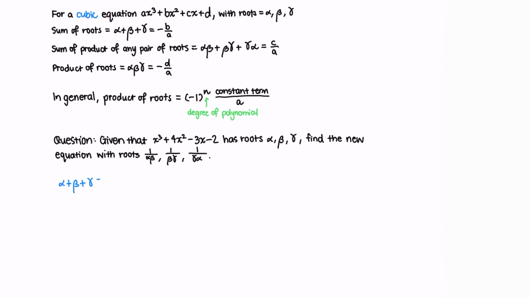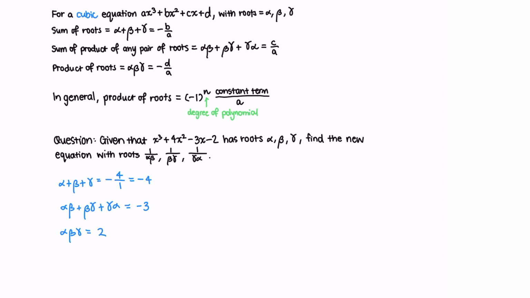Alpha plus beta plus gamma equals negative of b over a. In this case, b is 4 and a is 1, which is just negative 4. Next, the sum of the product of any pair of roots, alpha beta plus beta gamma plus gamma alpha, will be equal to c over a. In this case, c is negative 3 and a is 1. And finally, the product of roots, alpha beta gamma, will be equal to negative d over a. In this case, d is negative 2 and a is 1. So negative d over a is just equal to 2.